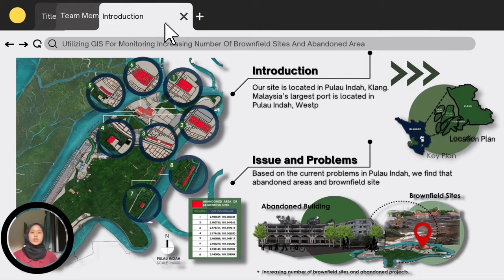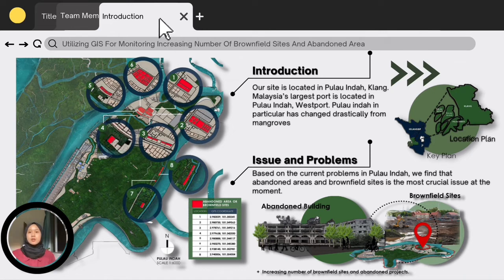As for the introduction, our site is located in Pulau Indah, Klang. It is Malaysia's largest port, located in West Port, Pulau Indah. Pulau Indah particularly has changed drastically from mangrove swamp forest to an industrial development that leads to many environmental problems.